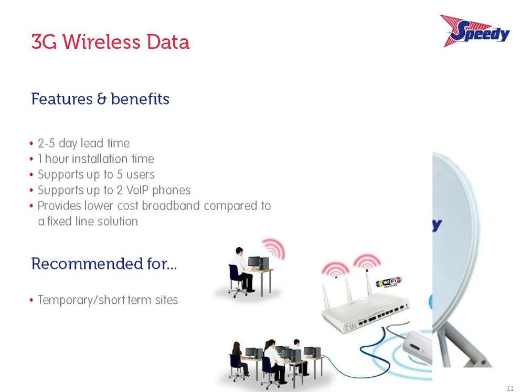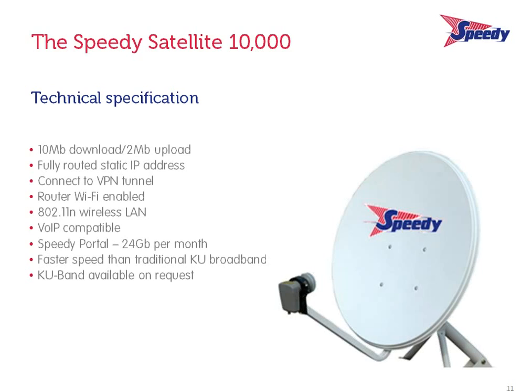Thanks, Steve. Today's second solution is the Speedy Satellite 10,000. This satellite has the capability to provide speeds of up to 10 meg down and 2 meg up. A fully routed static IP address is supplied so that you can configure an on-site firewall or establish a VPN tunnel back to your network. The router supplied is wireless enabled with both WPA and WPA2 security encryption. The router can support VoIP with quality of service. We can also provide KU band services on request. Speedy supplies this solution with a monthly data allowance of 24 gigabit per month.